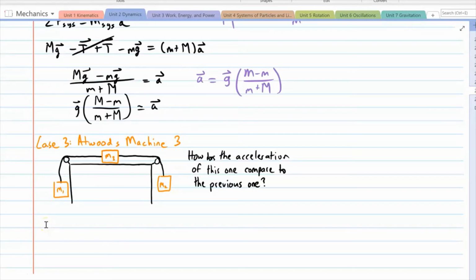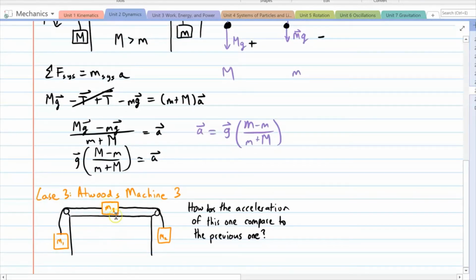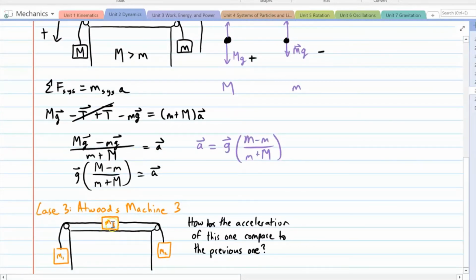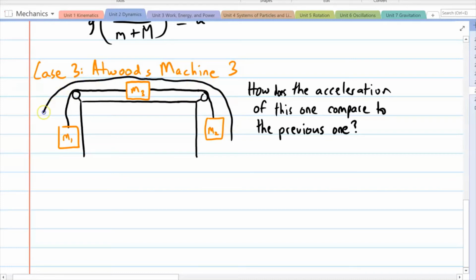Alright, so here we have case 3, and I just redrew it to make it easier to see where the boxes are. The difference between this one and the previous one is that I just added a box on top of the table. We want to answer this question: how does the acceleration of this example compare to the previous one? So again, we can take the systems approach and define this way as the positive direction.